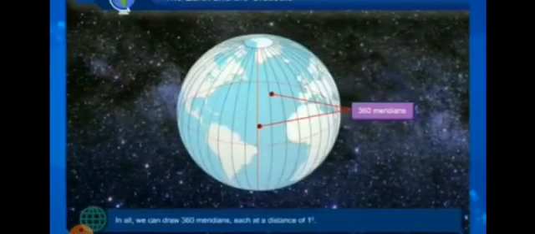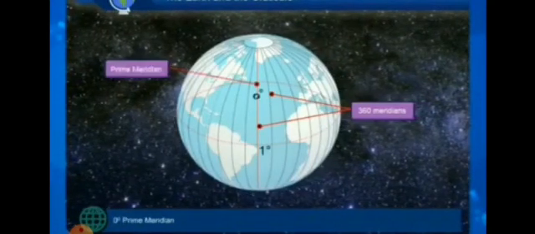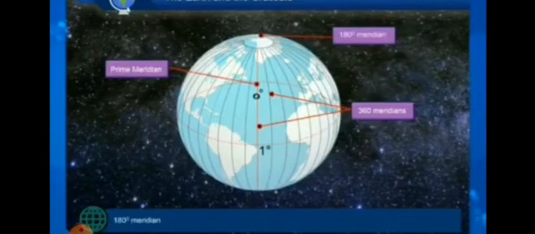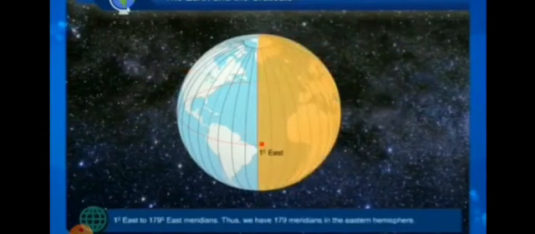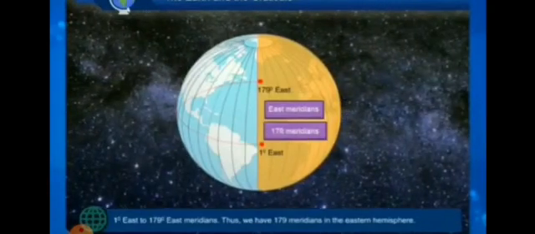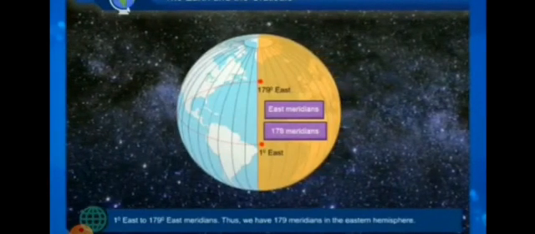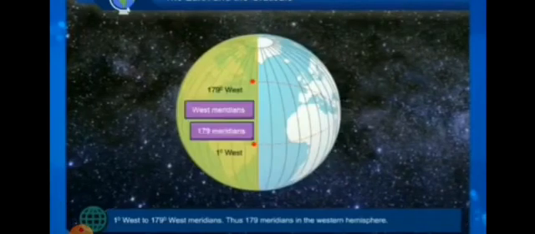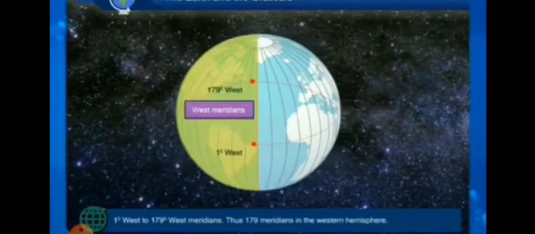In all, we can draw 360 meridians, each at a distance of 1 degree. 0 degree prime meridian, 180 degree meridian, 1 degree east to 179 degree east meridians. Thus, we have 179 meridians in the eastern hemisphere. 1 degree west to 179 degree west meridians, thus 179 meridians in the western hemisphere.